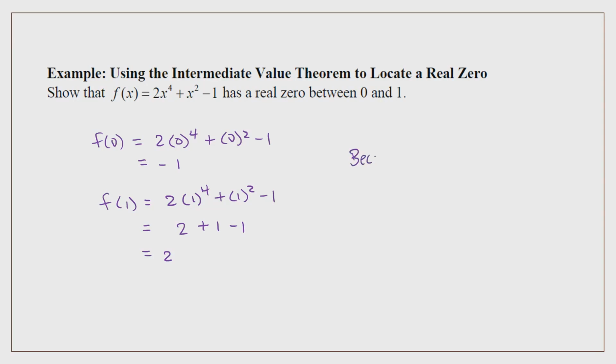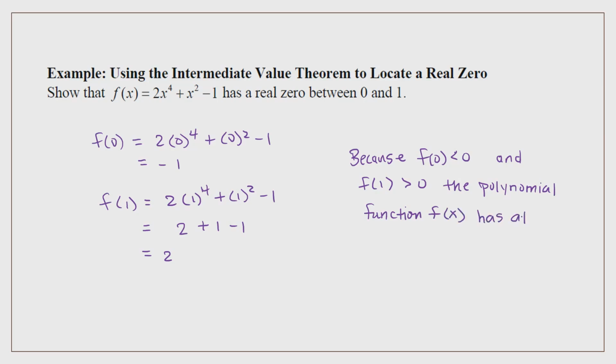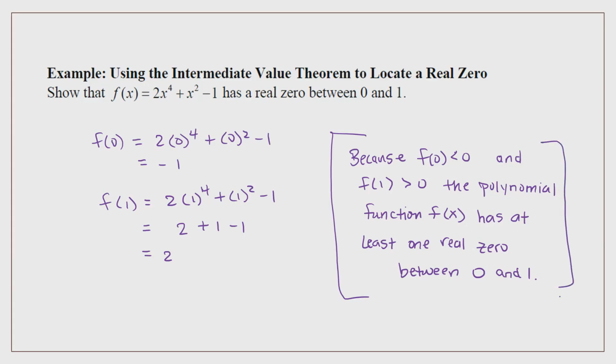So, because, and I'll write this out for you so that you can reference it, because f of 0 is less than 0 and f of 1 is greater than 0, the polynomial function f of x has at least one real zero between 0 and 1. It has at least one real zero.